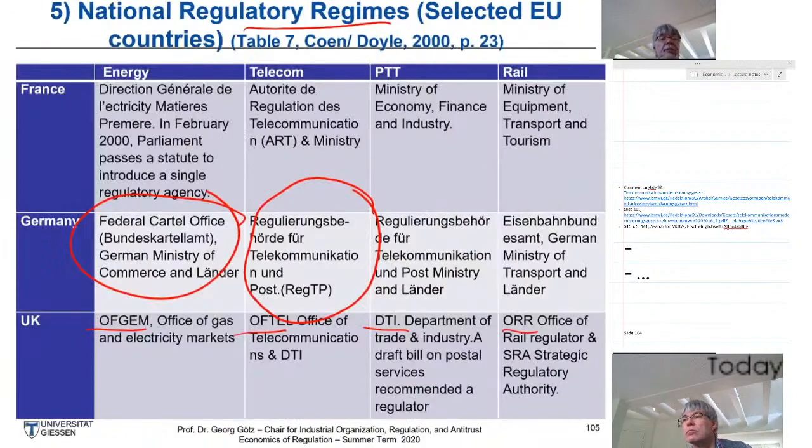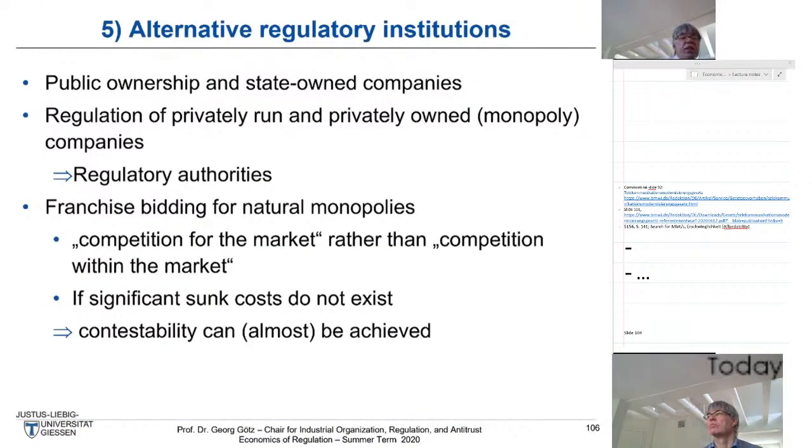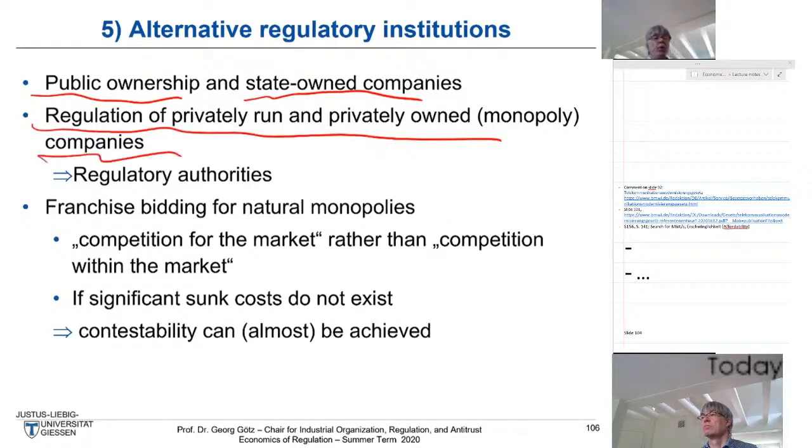So the final point: we didn't discuss whether it's better to have public ownership and state-owned companies, or regulation of privately run and privately owned monopoly companies with regulatory authorities. I cannot give you the answer. So what is the relative efficiency? That's actually the question of a state-owned company compared to a private company.